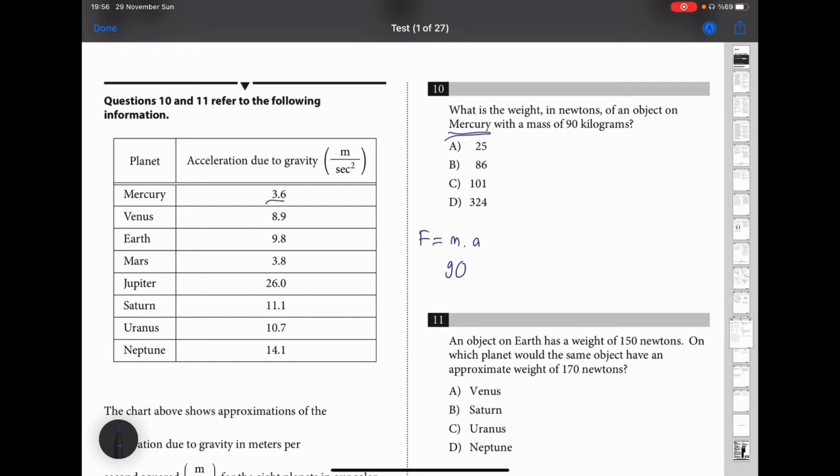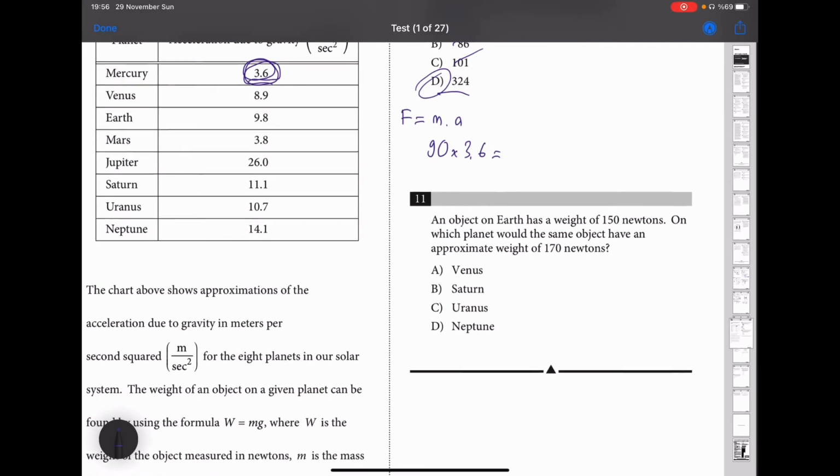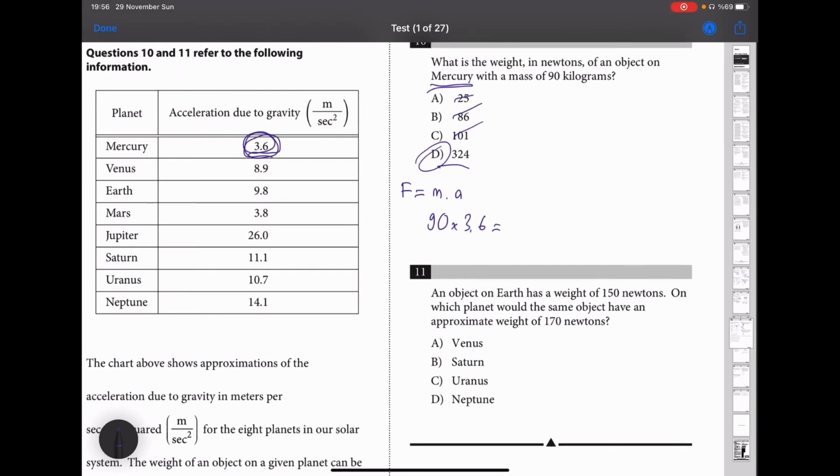Mercury has acceleration as this number, 3.6. These numbers are too small to be the correct answer, so the answer is D. An object on Earth has a weight of 150 newtons. On which planet would the same object have an approximate weight of 170 newtons?